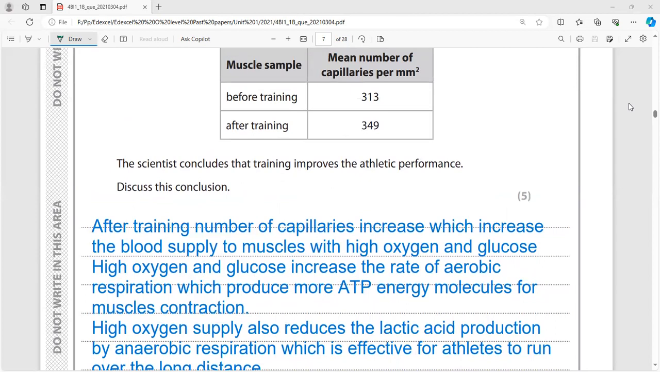After training, the number of the capillaries increases, which increases the blood supply to the muscle, with high oxygen and glucose. So that's the statement. We are describing what is the given data, and we are also explaining the reason for that. Now, high oxygen and glucose increase the rate of aerobic respiration, which produces more ATP energy for muscles.